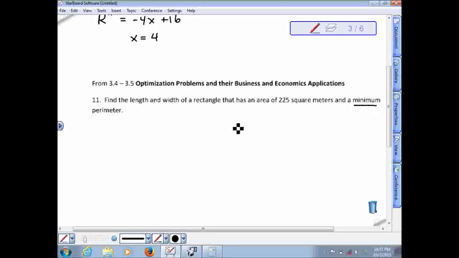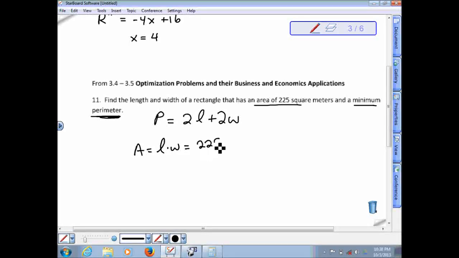Okay. So what we're trying to optimize here is the perimeter. So the perimeter formula for a rectangle is 2L plus 2W. Now to optimize or to minimize or maximize any function, we take the derivative. The problem is this is not a function of one variable, this is a function of length and width, which is really going to complicate things. So what we need is a secondary equation. We have some information here that the area, which is length times width, is equal to 225 square meters.